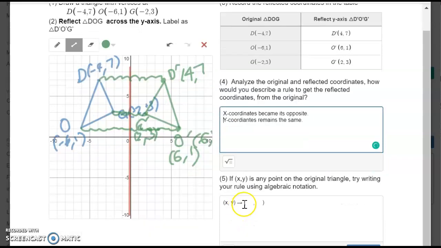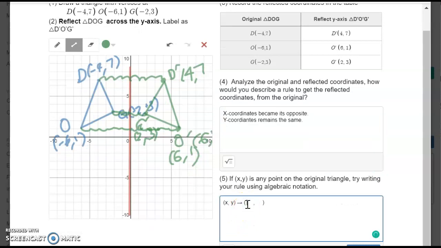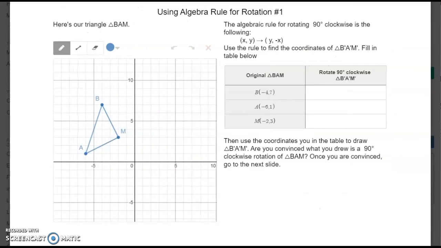Alright, so then x coordinate became -x. If it was negative, it became positive. If it was positive, it became negative. And then y coordinate remained the same, so no change there. Okay. Alright, so then let's go on to the next one. Rotation.